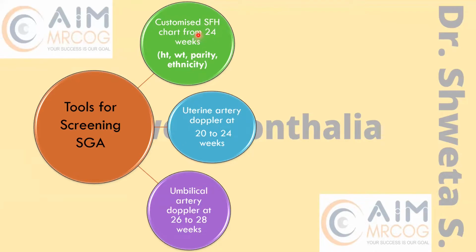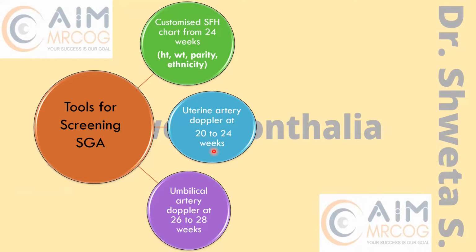Either it will be SFH for screening, or if there are 3 minor risk factors, it will be uterine artery Doppler. 1 major, it will be umbilical artery Doppler. No risk factor, SFH, that you will be doing for everybody. So this is what you have to memorize, that there are only 3 tools for screening.